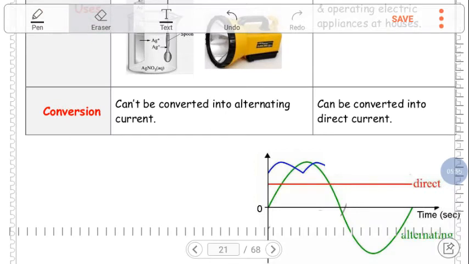And the conversion: the DC can be converted into alternating, and the AC can be changed into direct.